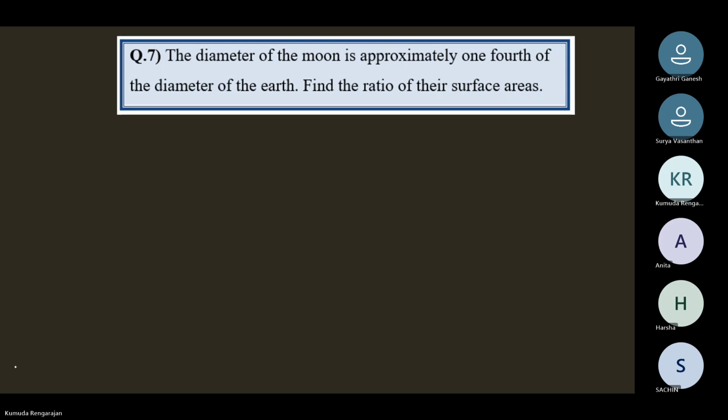One second. Not getting the point. One second.